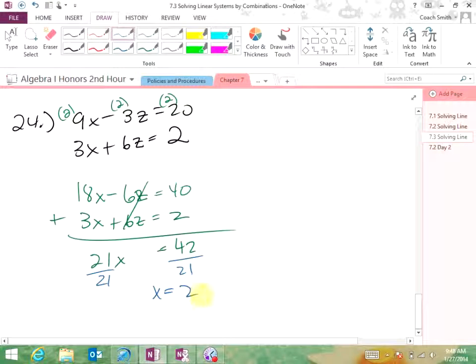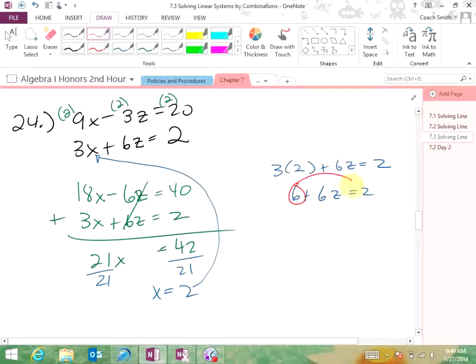So if x is equal to 2, then I can plug that 2 into that equation, and so that gives me 3 times 2 plus 6z equal 2. That would be 6 plus 6z equal 2. Take that 6 over to the other side, becomes negative 6, which is negative 4. So that's 6z equal negative 4. Divide by 6. Divide by 6. Z is equal to negative 2/3. And so it's 2 and negative 2/3.